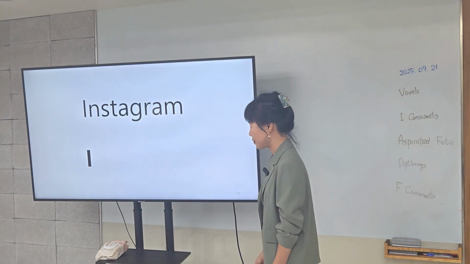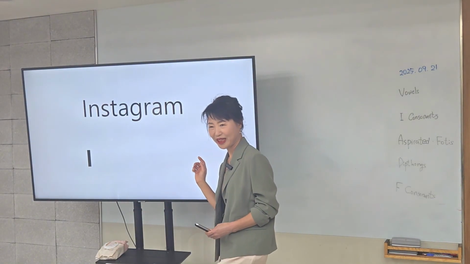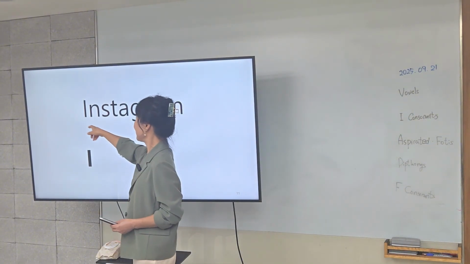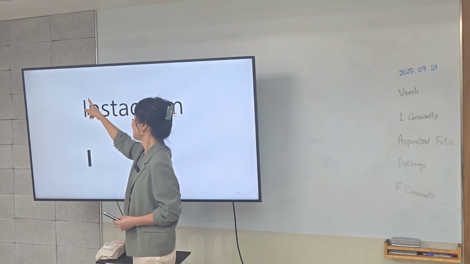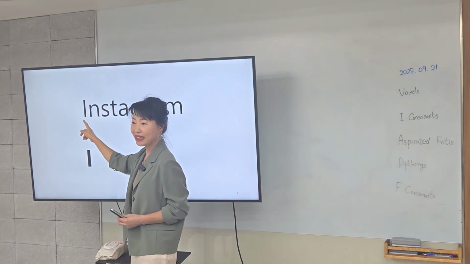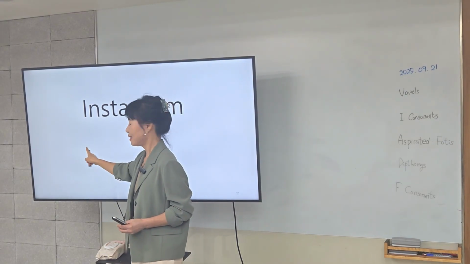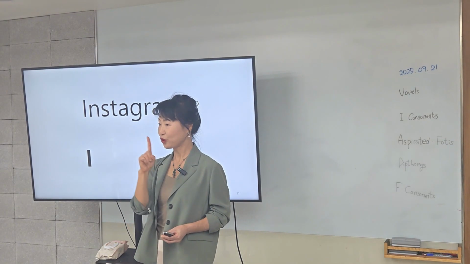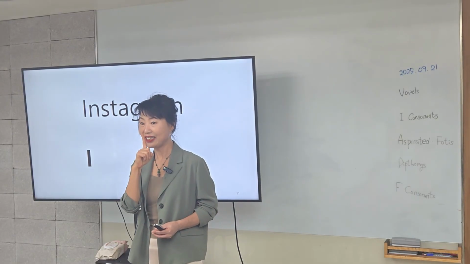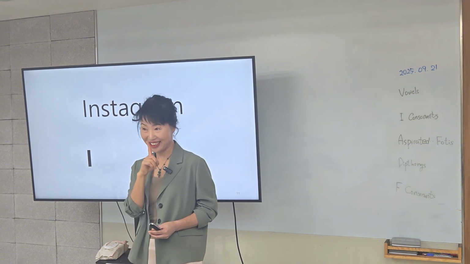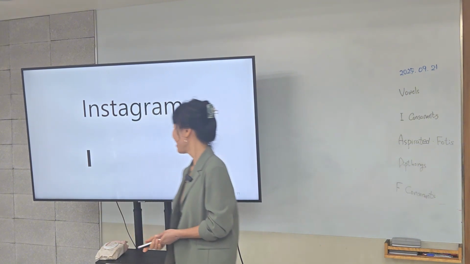So, can you read this word in English? Instagram. Yeah, Instagram. So, this is i, right? So, the sound value of this letter is E. Okay? So, this is E. In Hangul, this is E also. So, you can remember like this, E. E means a tooth in Korean.